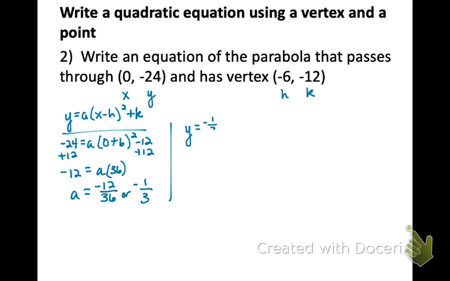Now, just like before, you're going to plug in that particular a value, the h and the k value, but we'll leave our x and our y as variables. Remember that in vertex form, we need to subtract the h value. So when you subtract a negative 6, it's like adding 6.